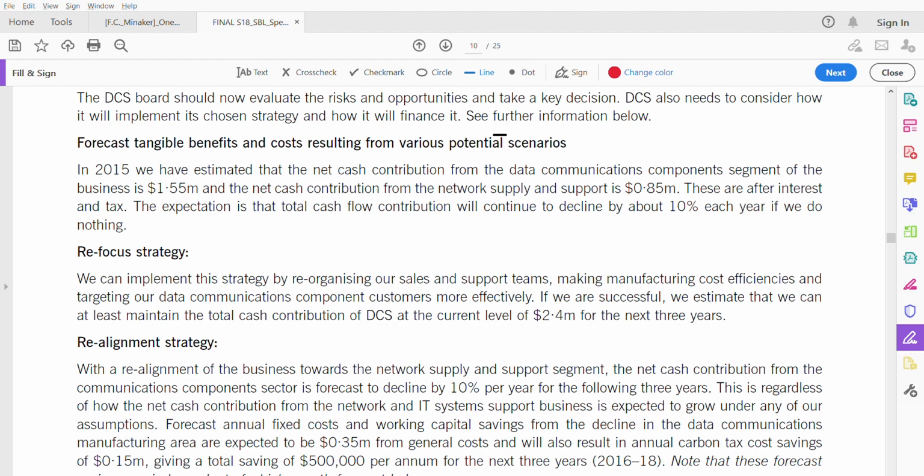Okay, tangible benefits and cost resulting from various potential scenarios. In 2015, we have estimated that the net cash contribution from the data communication component segment of the business is 1.55 million. Okay, very important. Data communication component. Okay.